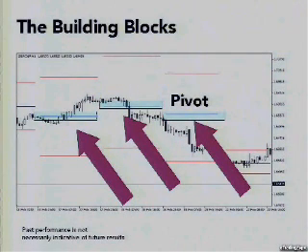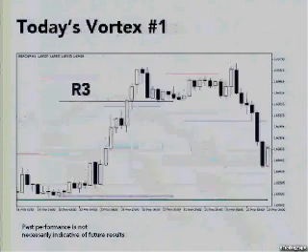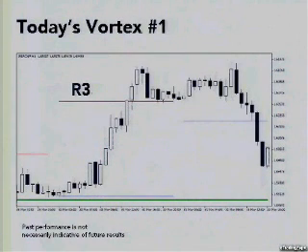A pivot point. If you don't know what a pivot point is, just look it up. S3 is support level number 3. That's the extreme level when using pivots. You could say that that's like the bottom band in the Bollinger Bands. R3 is where we're going to start.